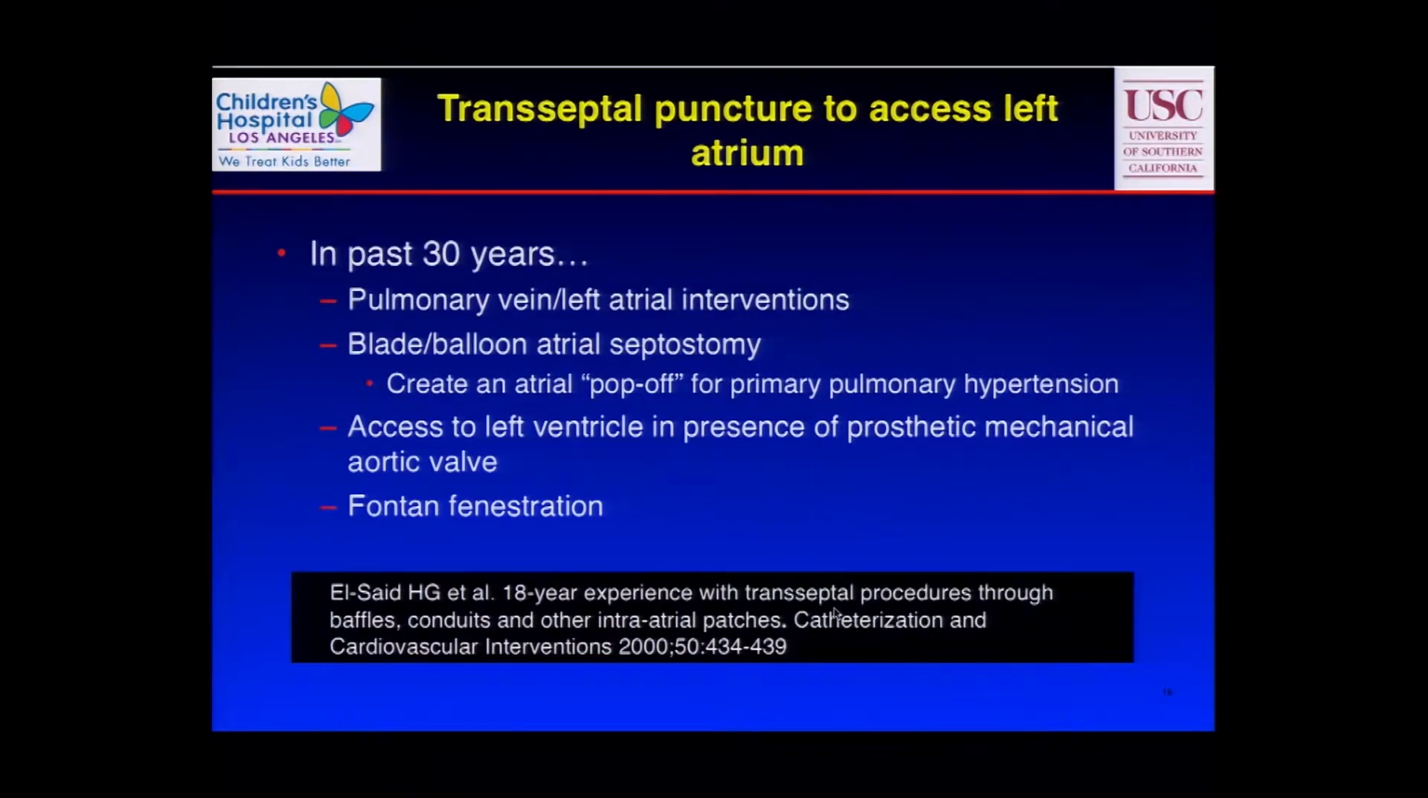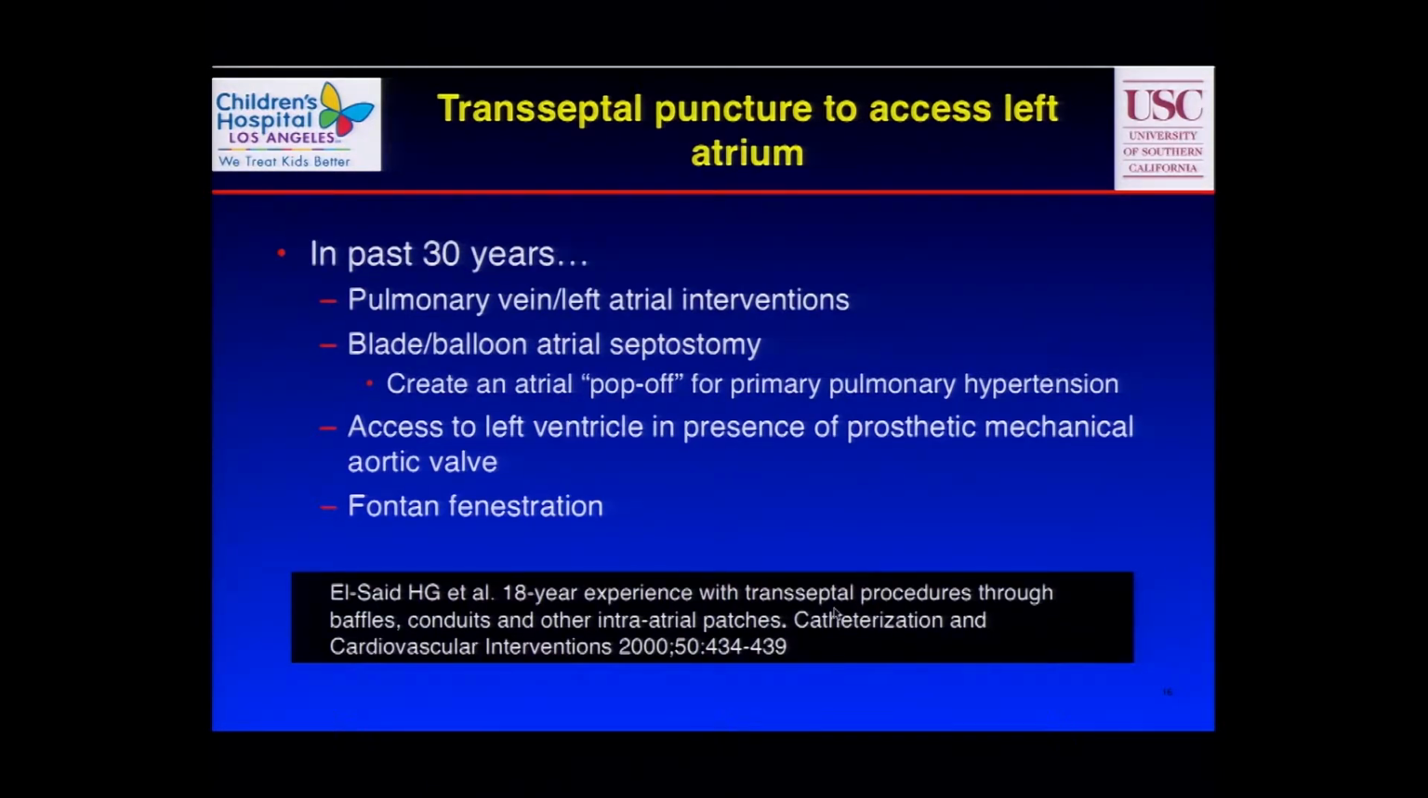And of course, nowadays we do transeptal punctures to access the left heart very frequently, right? So in the last 30 years, you have pulmonary vein and left atrial interventions in the adult world, EP ablations using transeptal punctures. The septostomy can create an atrial pop-off for primary pulmonary hypertension. We access the left ventricle in the presence of prosthetic mechanical valves, especially in the aorta. So you don't want to cross the mechanical aortic valve. You're going to go transeptal into the left heart that way. And of course, we do Fontan fenestrations now.